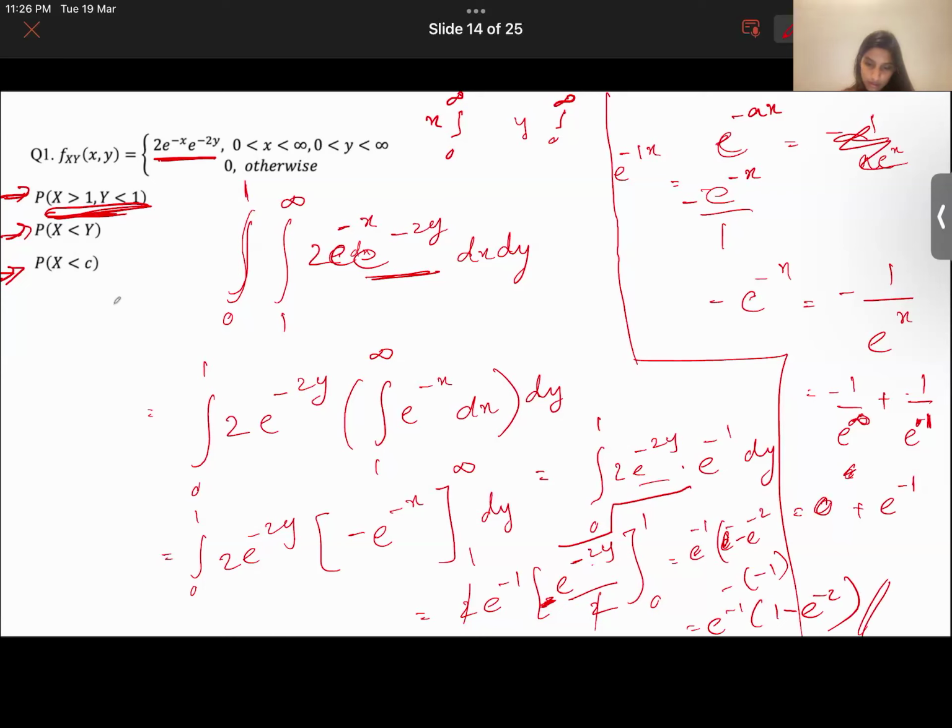Now, let's calculate it for the second scenario, where P of x is less than y.